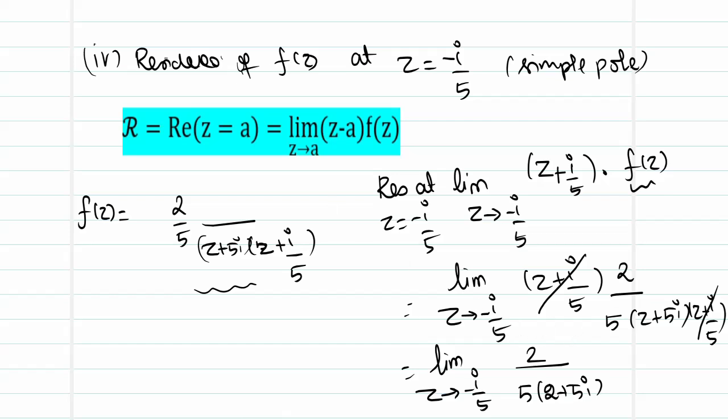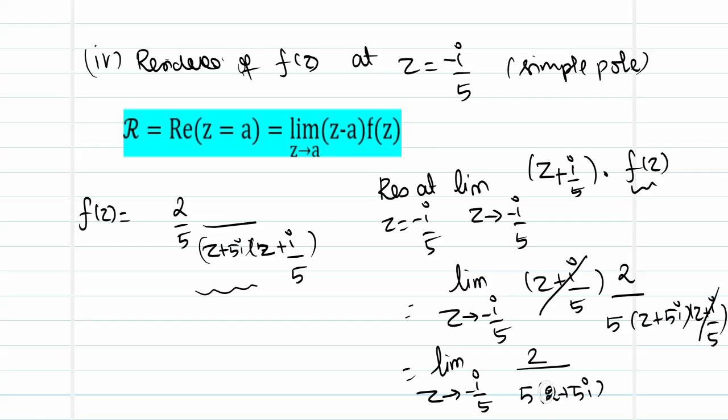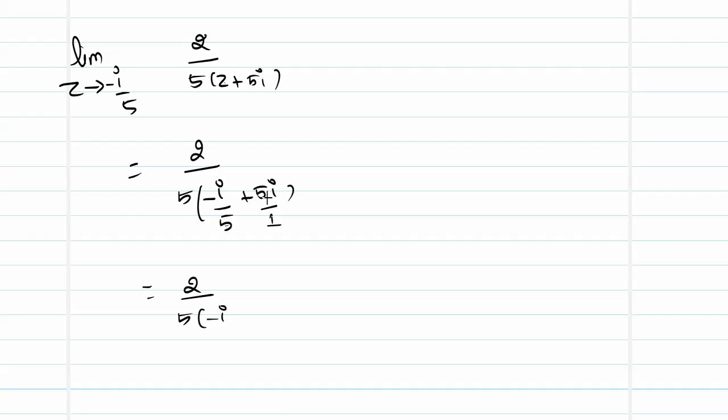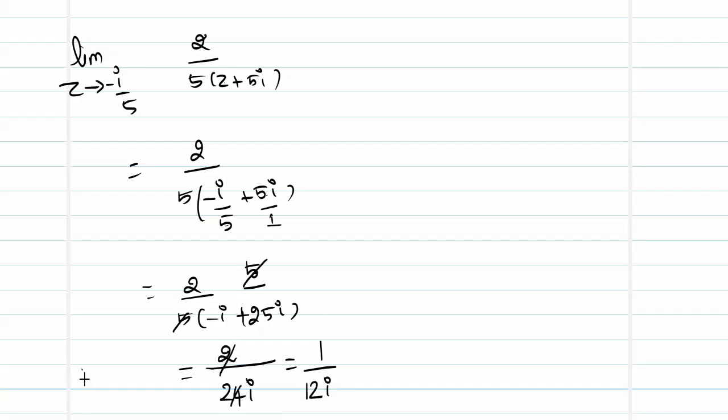In the next stage, we apply the limit z tending to minus i by 5 to 2 by 5 into z plus 5i. When I apply the limit, z gets replaced as minus i by 5 plus 5i. Let me take the LCM: 5 fives are 25 times i. This 5 goes to the numerator and can be cancelled off. So I have 2 divided by 25i minus i, which makes it 24i. This can be cancelled to give you 12i. So this becomes my residue at the point z equal to minus i by 5.